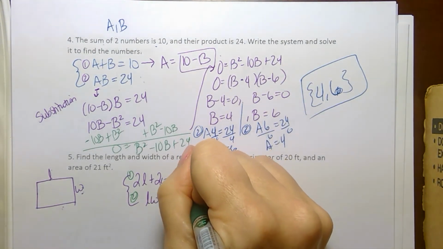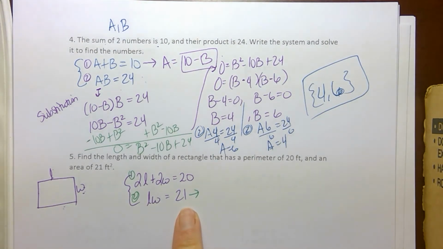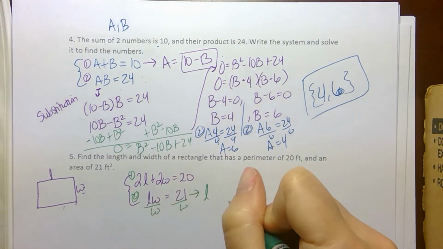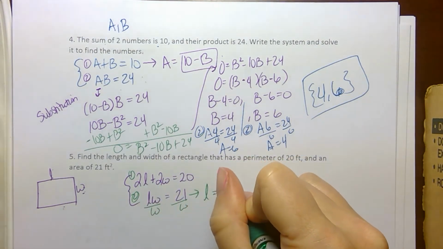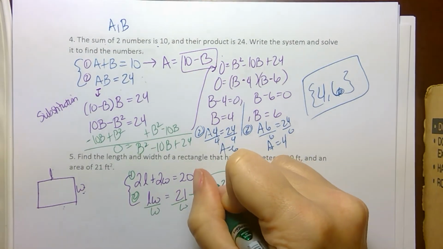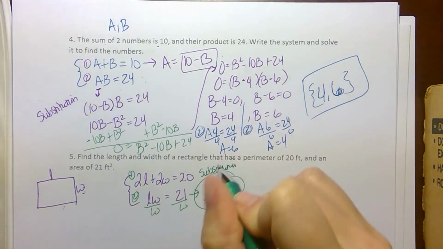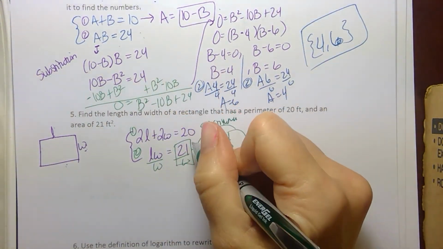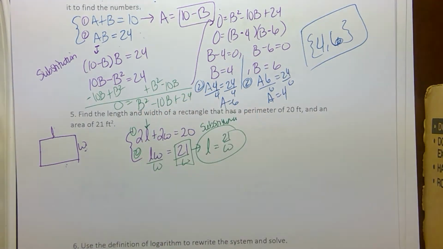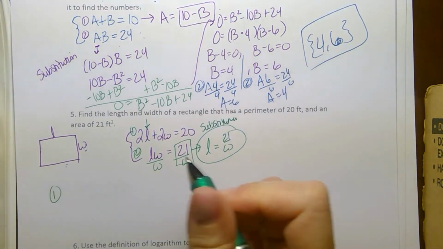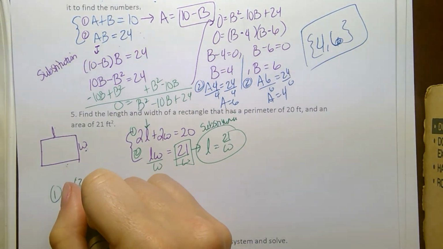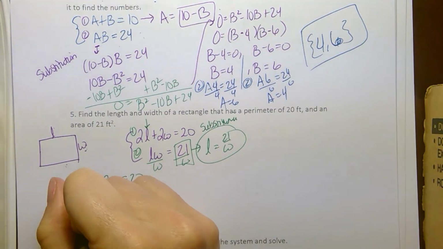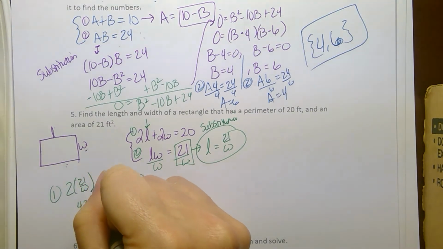And I'm going to solve my second equation for either L or W. If I decide to solve for L, that means I'm going to divide both sides by W to move it to the other side. L is equal to 21 over W. That's my substitution. Okay, so I'm going to take 21 divided by W and plug it in for L in my first equation. So equation 1 looks like 2 times 21 over W plus 2W equals 20, which is 42 over W plus 2W equals 20.